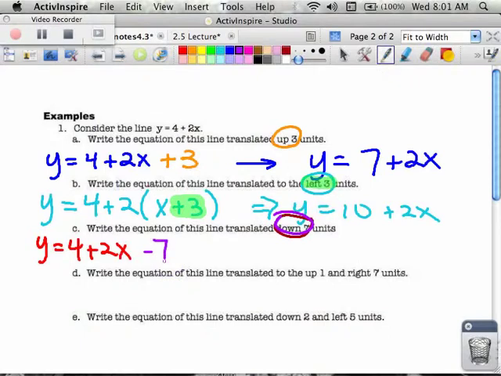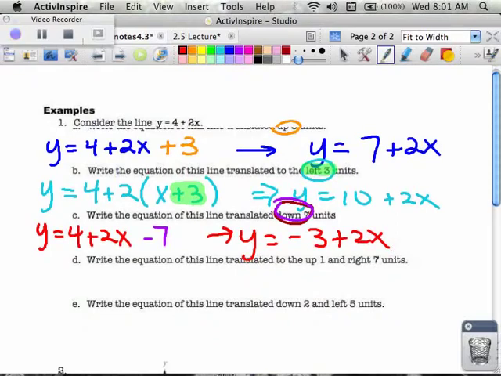And then if I rewrite it in its simplified form, I have a 4 and a minus 7. So really I have negative 3. And I still have my slope of 2x. Now if you were to graph these lines, you would see how it's been moved either up or down the line. We're not going to do that on our calculator. You can do that some other time.